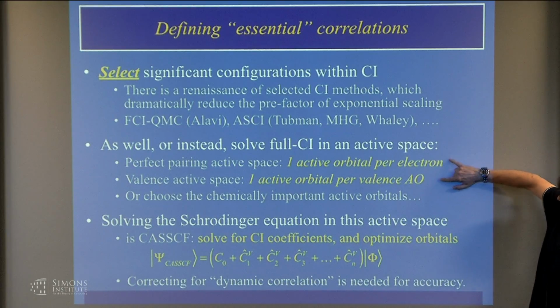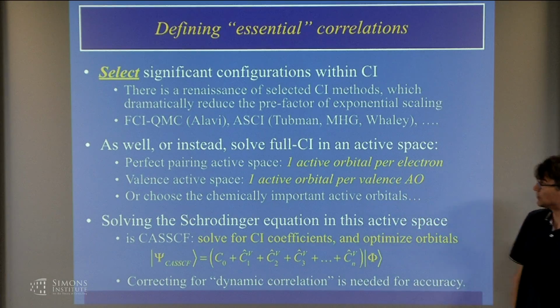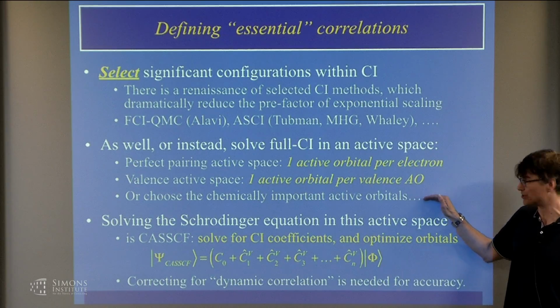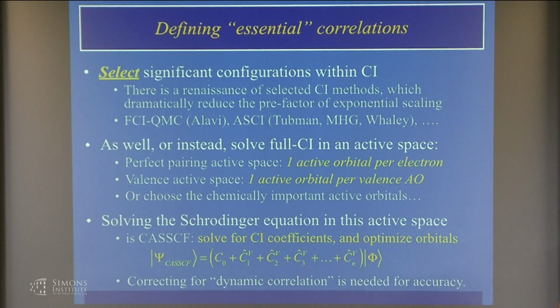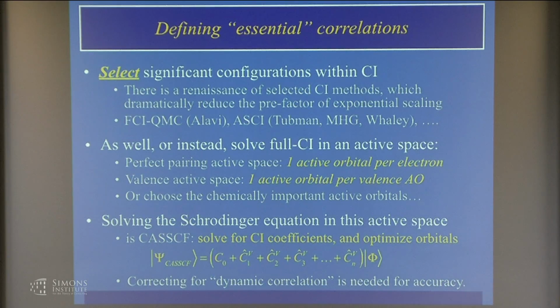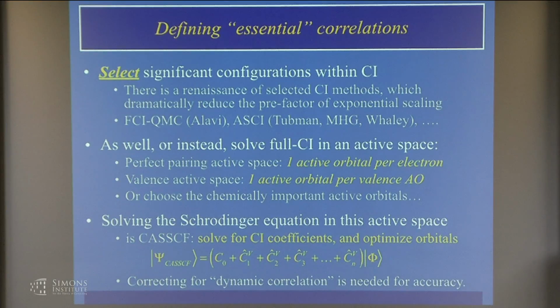Those can be defined from first principles: the pairing active space, where there's one active orbital per electron, so the active orbitals are half occupied by definition, or the valence active space, where there's one active orbital per valence atomic orbital. Or, more open-endedly and more dangerously, you may try to choose the chemically important active orbitals, at which point you've lost the notion of a model chemistry and instead tried to make a custom solution. Then go solve the Schrödinger equation in the active space. And if you can do that while optimizing the orbitals at the same time, that's called the complete active space SCF method, or CAS-SCF, and that's conceptually and practically important, but it's not the right answer. You've got to finally correct for dynamic correlation in order to be accurate.